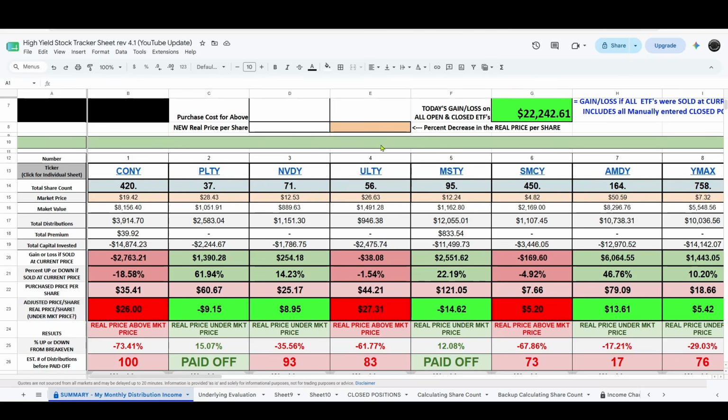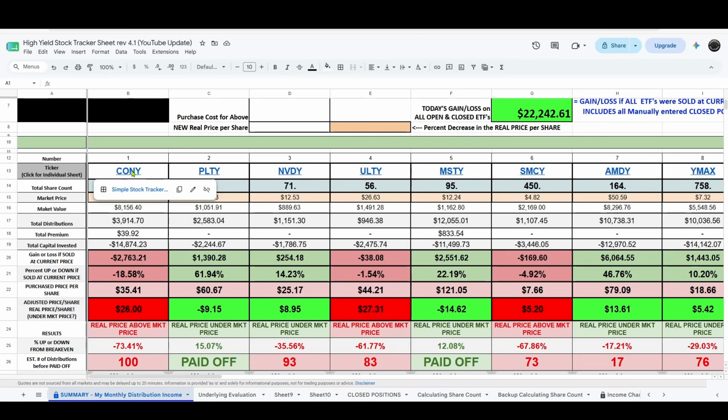So the current position right now, if we were to sell out of all of these high yield ETFs, I would make $22,242 above what I had invested. But now let's enter in those distributions and let's see what it's going to move that up to.